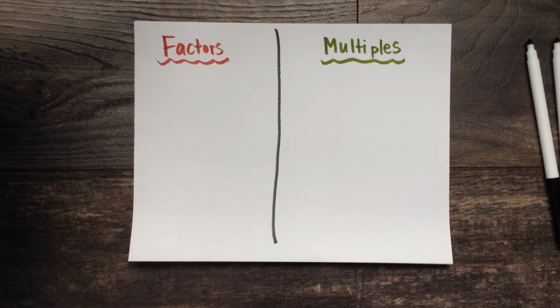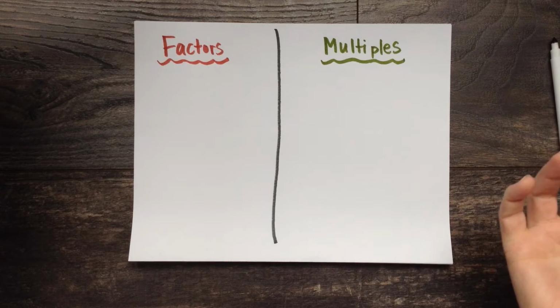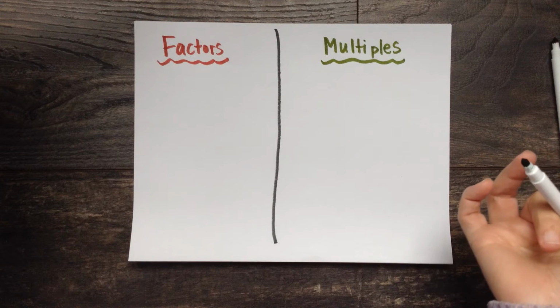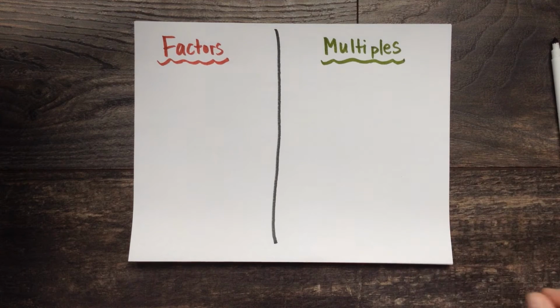We're going to review the difference between factors and multiples. These factors and multiples often get mixed up, especially when it comes to using them for fractions or finding common denominators or greatest common multiples. So I just want to make sure that we know the full difference.